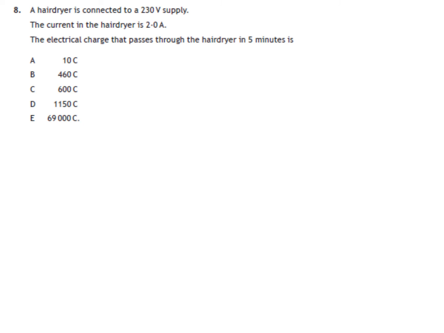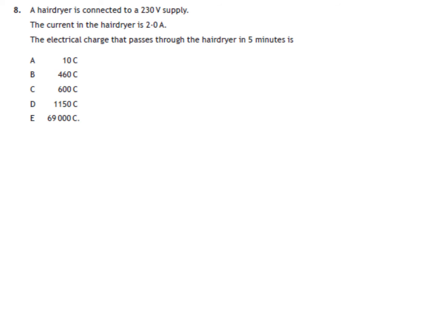So as I said, this is an actual exam question, so let's have a read of it. It says, a hairdryer is connected to a 230 volt supply. The current in the hairdryer is 2 amps. The electrical charge that must pass through the hairdryer in 5 minutes is which of the following? Okay, so this is a multiple choice question. So let's have a look at it.